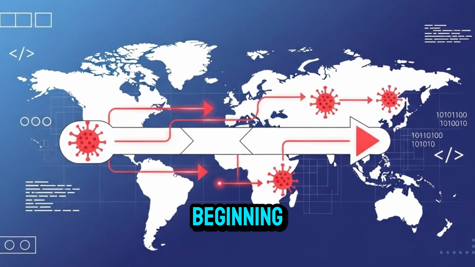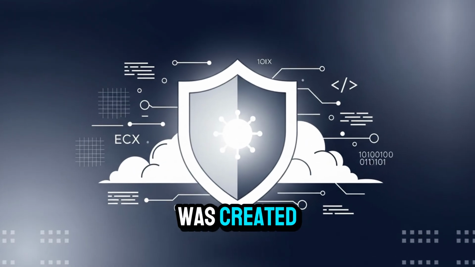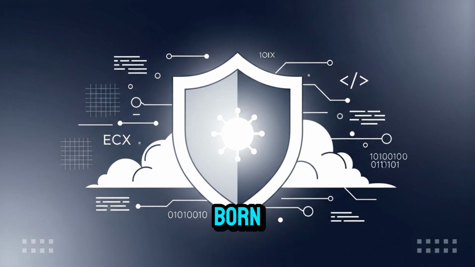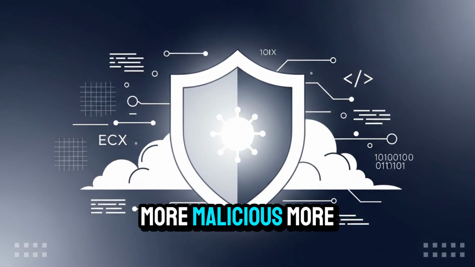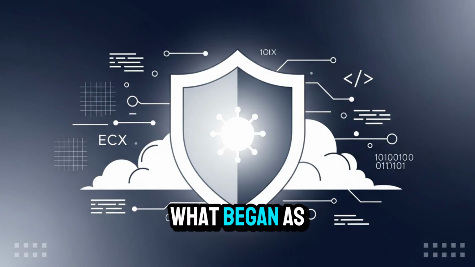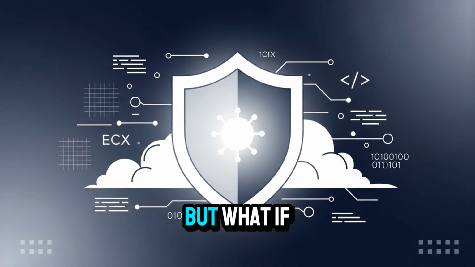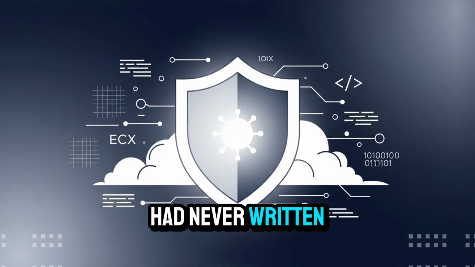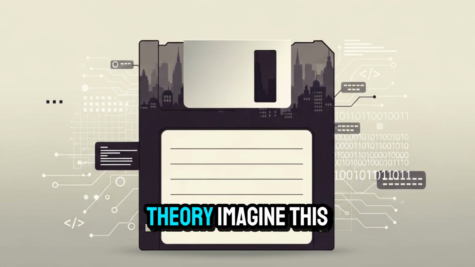From this humble beginning, the arms race began. Security software was created. Antivirus companies were born. And just as quickly, new viruses appeared, more malicious, more destructive. What began as an experiment in self-replication became the foundation of modern cyber threats. But what if the Alvi brothers had never written the Brain virus? What if Fred Cohen's demonstration had remained only a classroom theory?